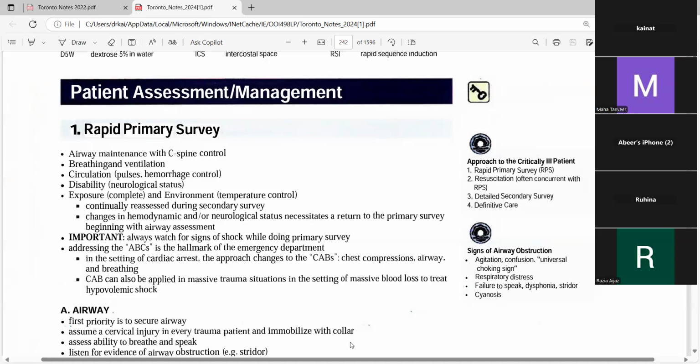Don't forget about C-spine. Okay, there are questions directly asking what is the first thing that you are going to do. So the first thing is putting a collar, C-spine collar. So they want you to write down that what you are going to check is basically C-spine control and then airway maintenance. Then comes the breathing and ventilation, then circulation and disability.